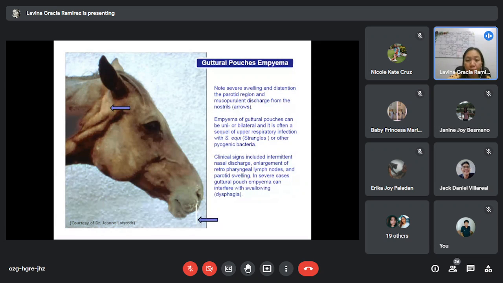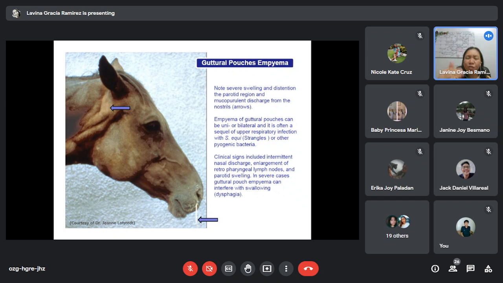Since there is pus or discharges, mucopurulent, you think of an upper respiratory system disease in horses affecting this part. I've mentioned Streptococcus. What else? Mycosis. So it could be a mixed infection. Aside from that, some mentioned viral infections as initiators, which also occur.